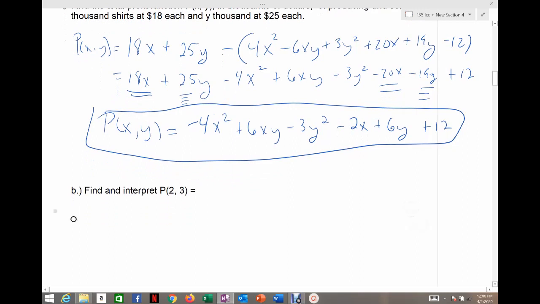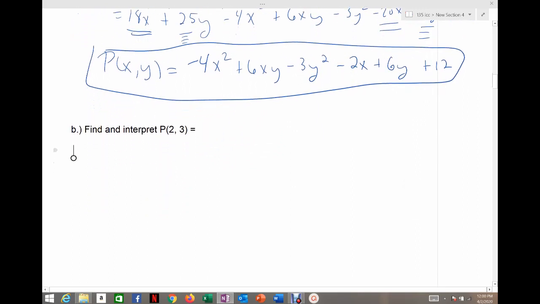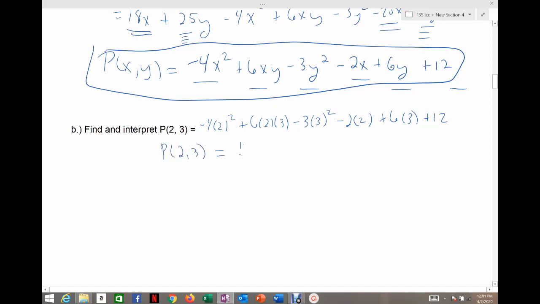Alright, so the last part of this is then find and interpret my profit when x is 2, y is 3. So again, it's just making sure you're very careful. You plug in 2 for the x part, 3 for the y part. So again, make sure you're just very careful when you're typing it out. It's really easy to mistype something, misplug it into the calculator. Right, when you do it, it comes out 19, and now the interpret part.